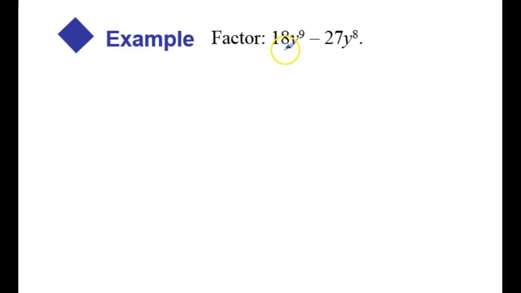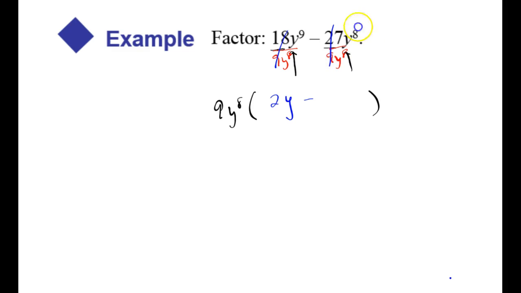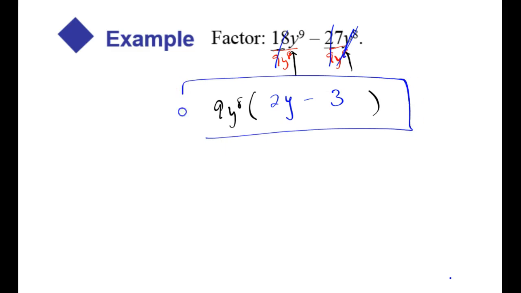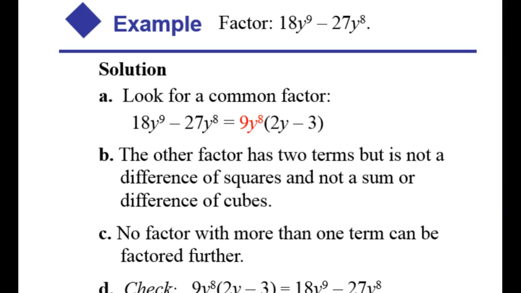Looking for the greatest common factor, I believe 18 and 27 are divisible by 9, but there are also some y values here that are common, so I would factor out a 9y to the 8th. Literally, that means you're dividing each term by 9y to the 8th. You don't need to write this red step, but that's kind of what I'm thinking, so that when I start canceling, I'm left with 2y and minus, well, all of these y's cancel, but 27 divided by 9 is 3. Then I look to see if I can factor some more. If I factor it completely, then I'm done, and I believe that I am done in this case.